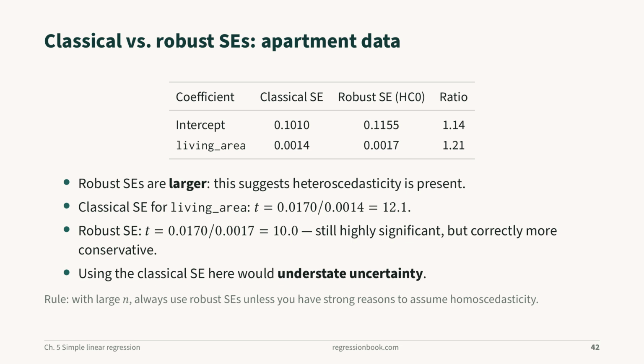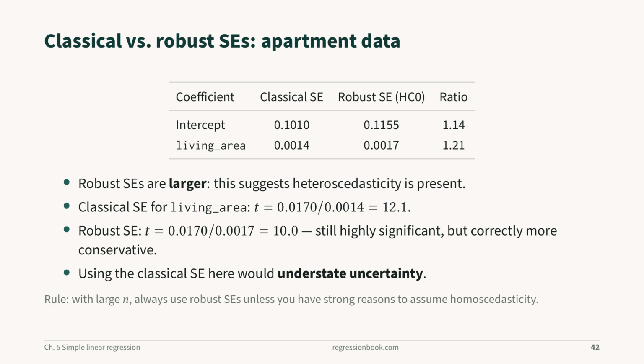The robust standard error for the slope is 0.0017 against the classical 0.0014, about 20% larger, and the intercept's grows similarly. The robust t drops from 12.1 to 10.0, still overwhelming, but honestly so.